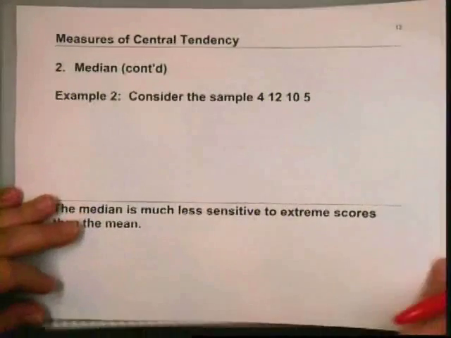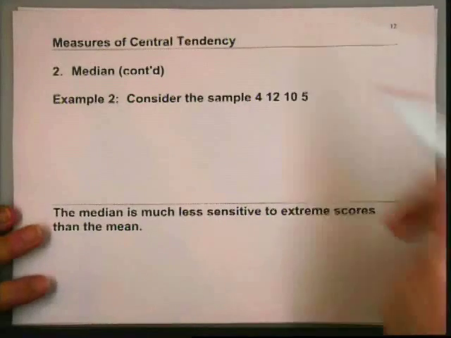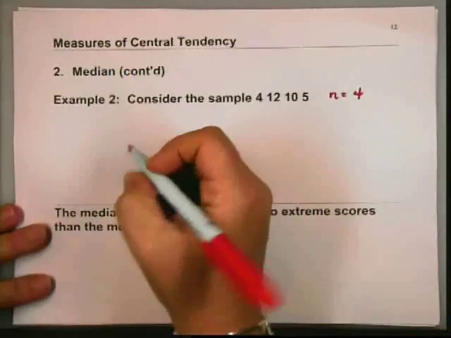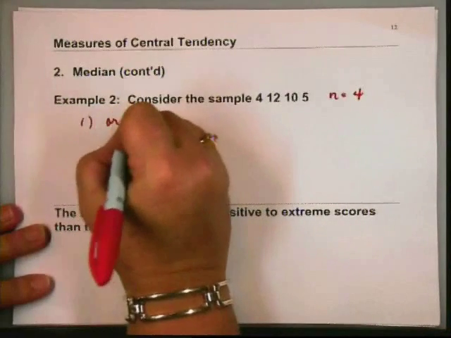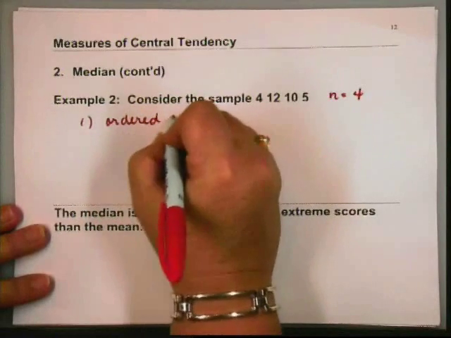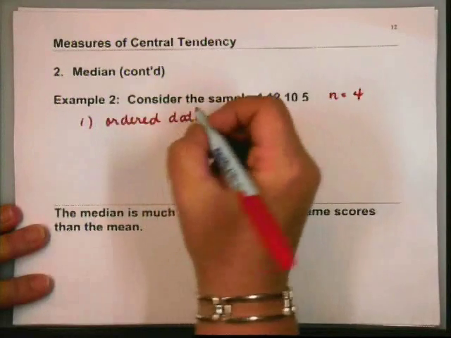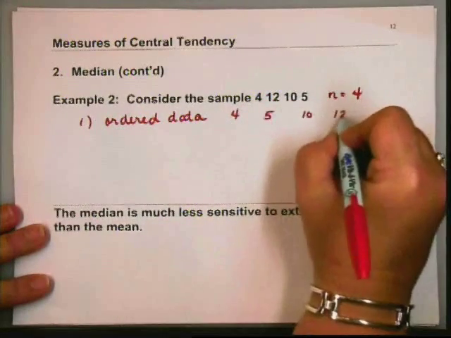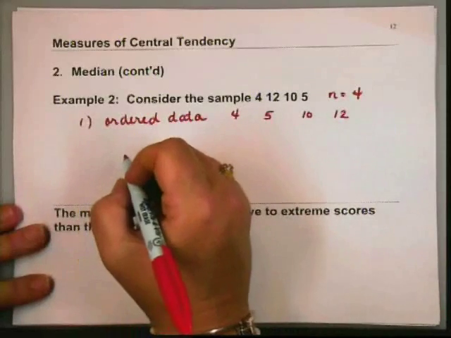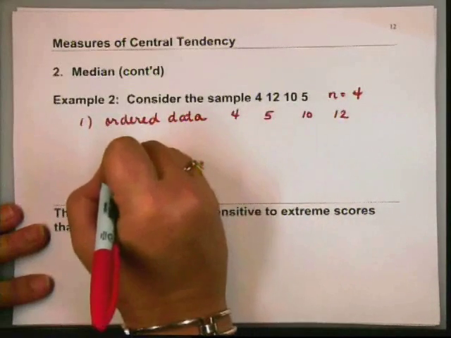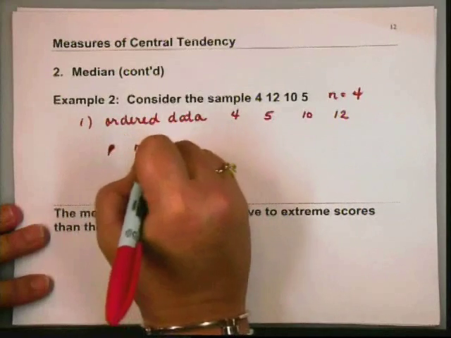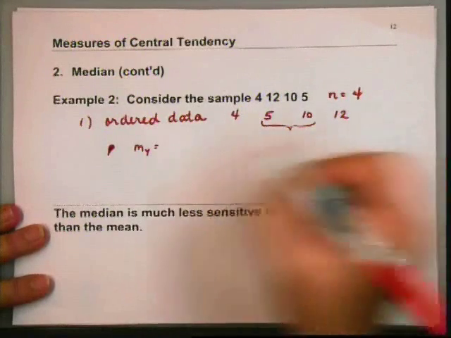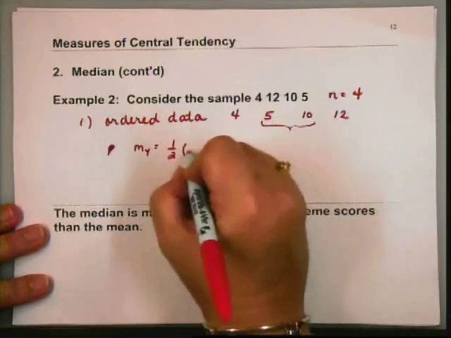If you had a sample that's an even size, so here we have a sample of size 4, our ordered data would be 4, 5, 10, and 12. Okay, what is the position of the median? Or rather, we can just write M of Y is going to be the average of these two things right here in the middle. Agreed? So it's going to be 1/2 times 5 plus 10.